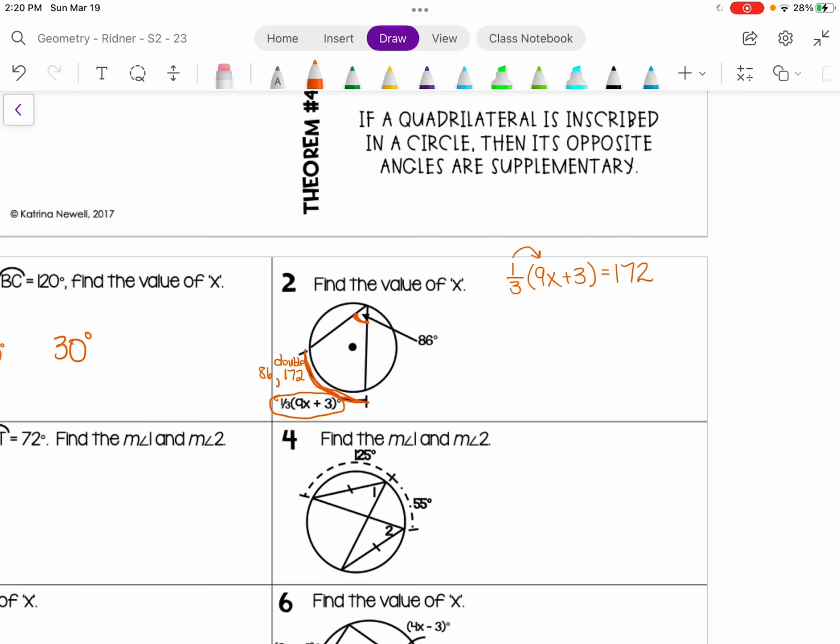1/3 times 9x is the same thing as 9 divided by 3, so 3x. 1/3 times 3 is the same thing as dividing by 3, so that's 1. We're going to subtract and divide. X must equal 57.